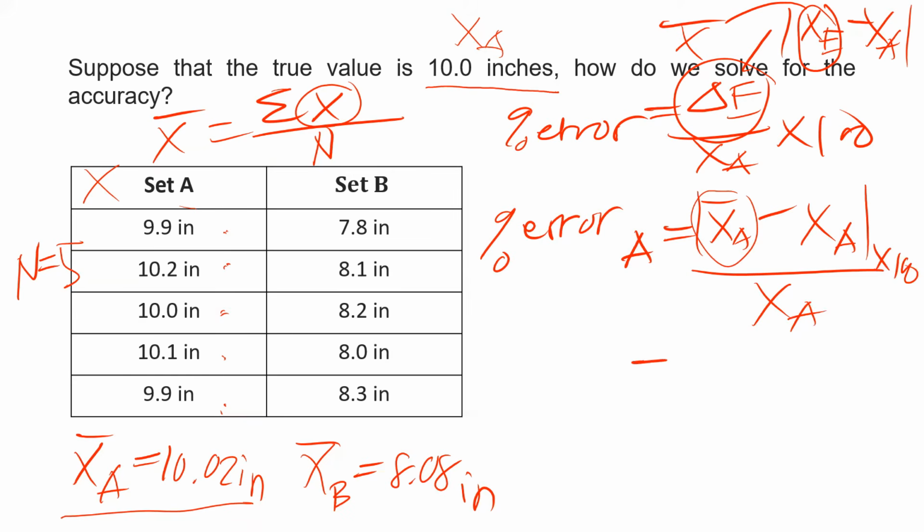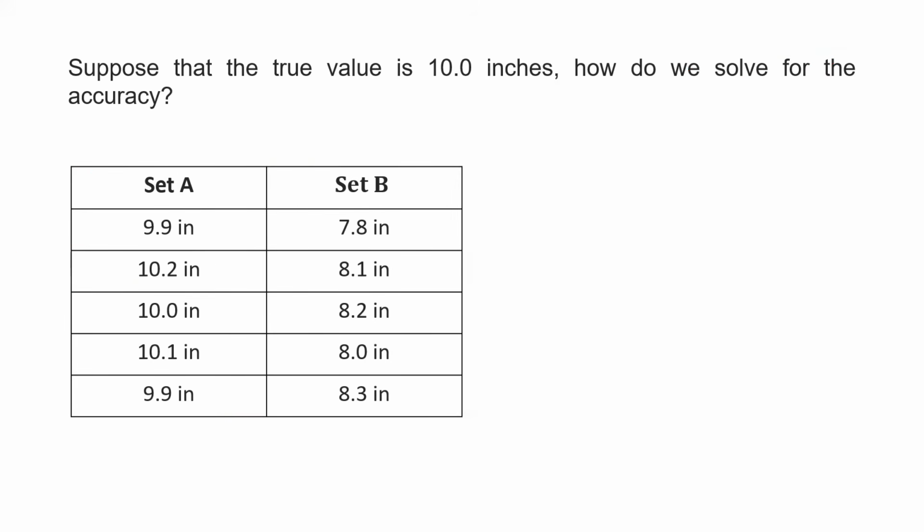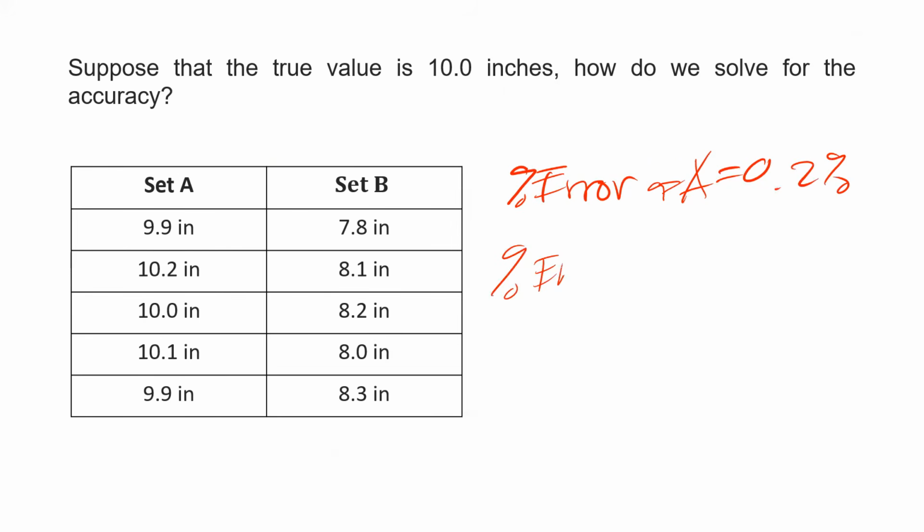So, if we substitute the values, we have here 10.02 minus 10 divided by 10 and then times 100. So, makukuha natin dito, so erase ko lang to. So, yung percent error ni dataset A natin is equal to 0.2%, while the percent error of dataset B is equal to 19.2%.